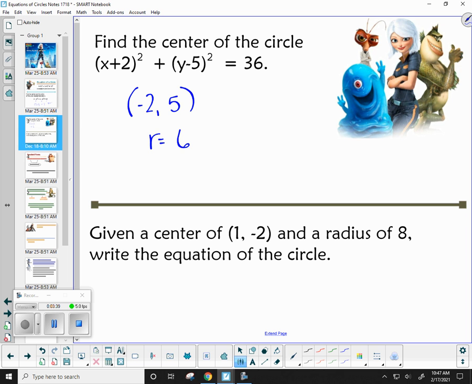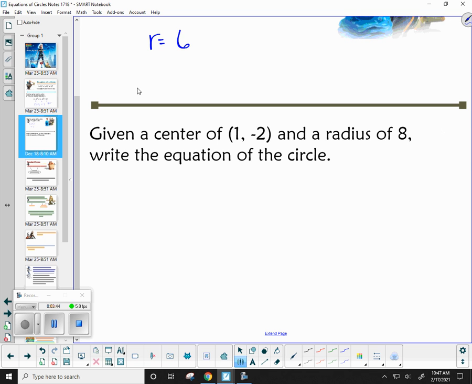All right, so now let's reverse that and write the equations. I'm going to give you the center. The center is at 1, negative 2, and we have a radius of 8. So we're going to write our equation. Remember, our first parenthesis is going to be x, and I want the opposite of h, so it's going to be minus 1, that quantity squared, plus, now let's take care of the y, I want the opposite of k, plus 2, that quantity squared, equals my radius squared, 64.